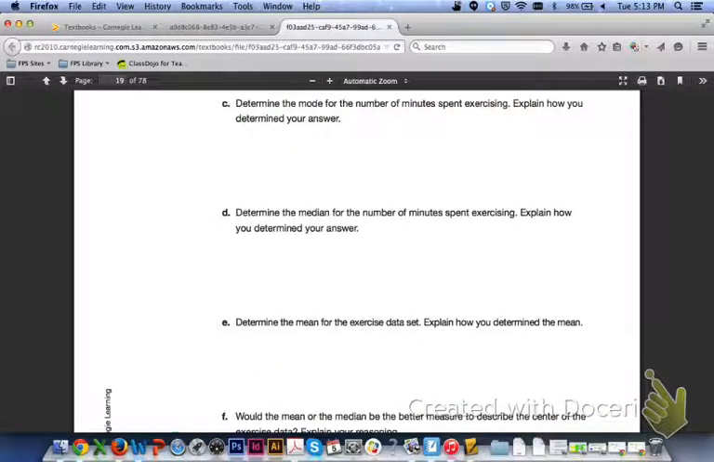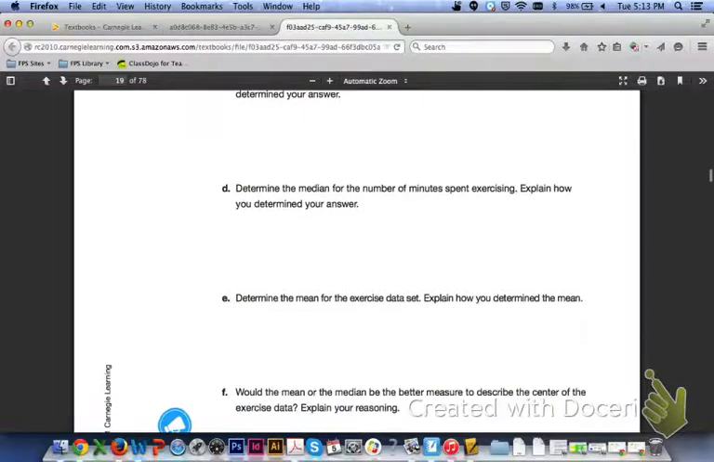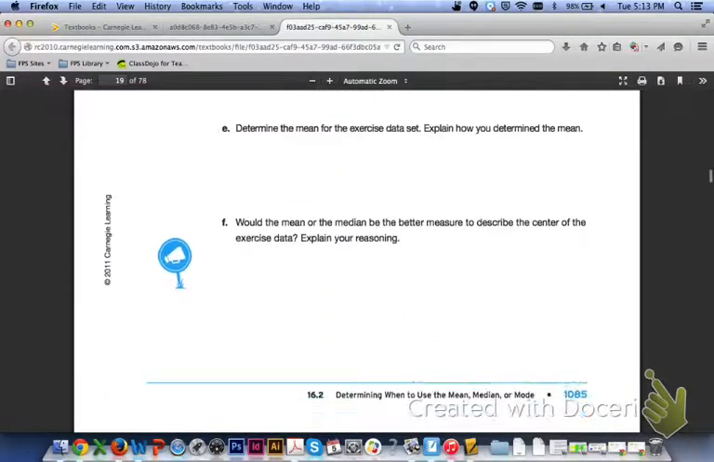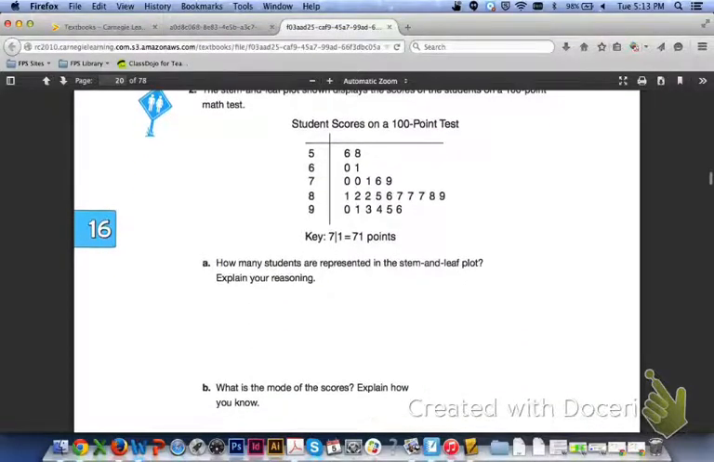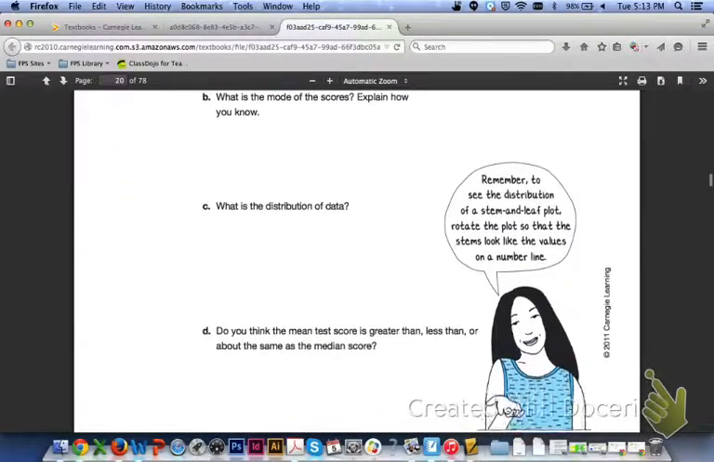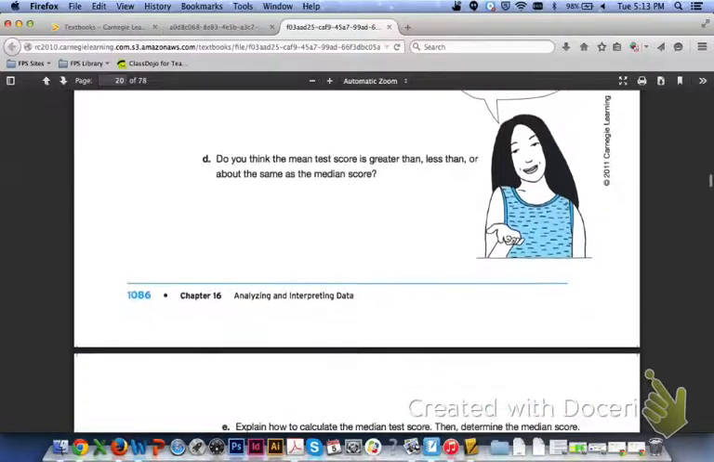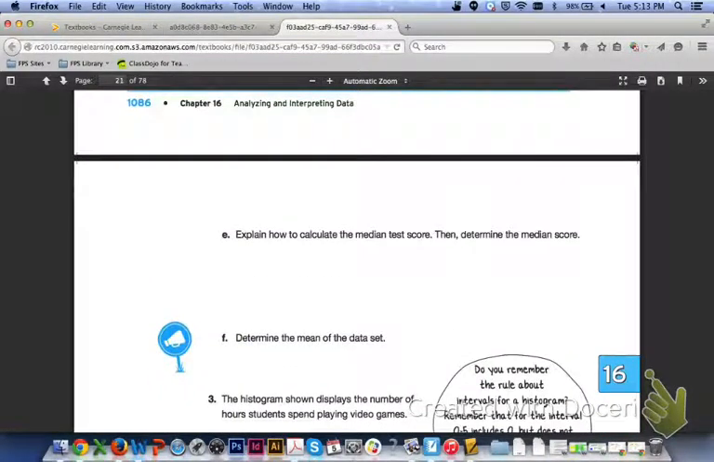And this is where I'm going to leave you for today. I'd like you to finish the rest of this page, 1085, and then take a look at 1086 for tomorrow. And we'll finish at 1087. So finish 87 for tomorrow.